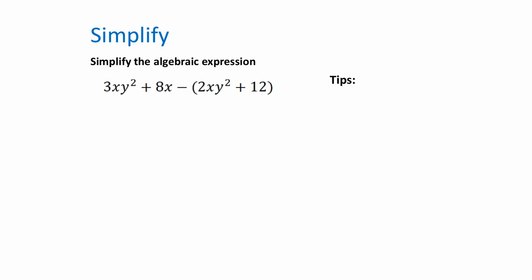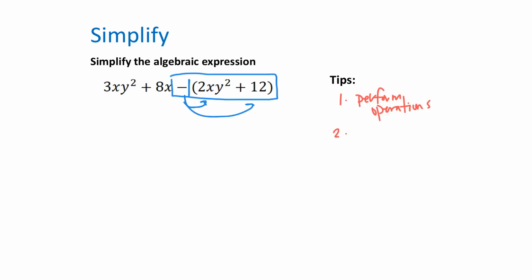Alright, so this one here is, again, we go back to our first steps. Our tip here is to perform operations. And so the first thing that we're going to do here is we're going to distribute. Now this one might look a little strange, but the idea is that this subtraction is going to be associated with all of this set of parentheses. And so basically what we're going to do here is take this negative, and we have that imaginary 1 there. We're going to distribute that to everything. And so we have 3xy squared plus 8x minus 2xy squared minus 12.